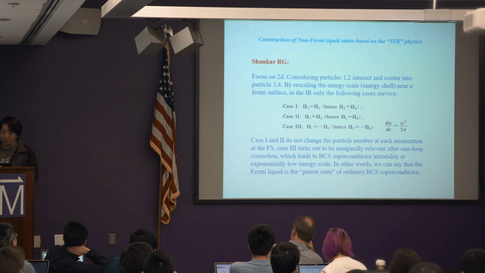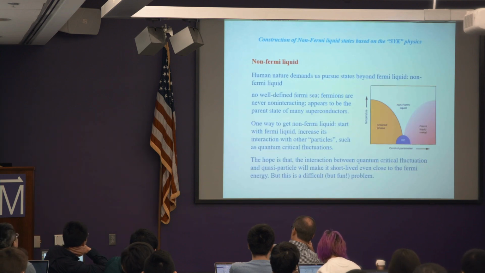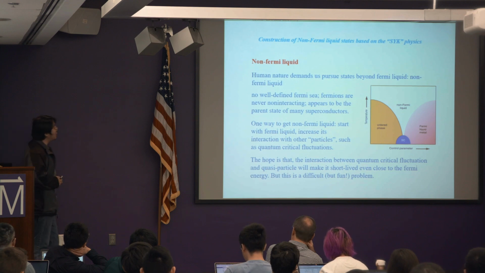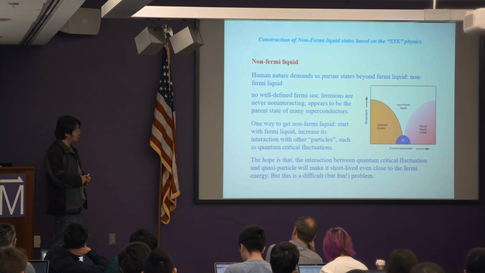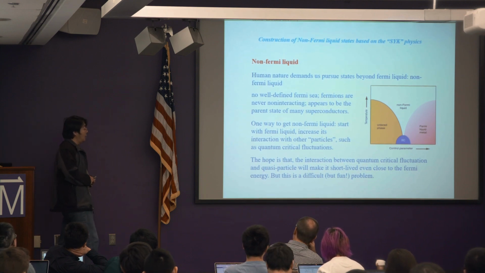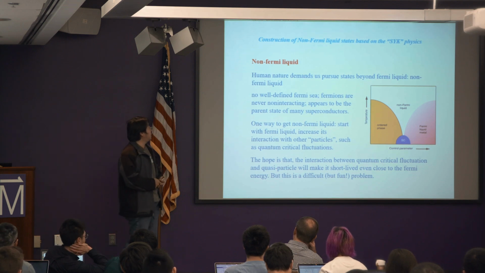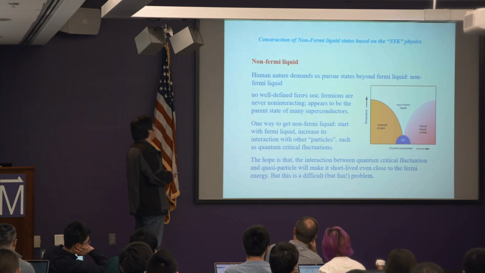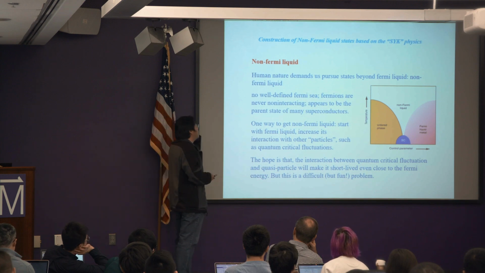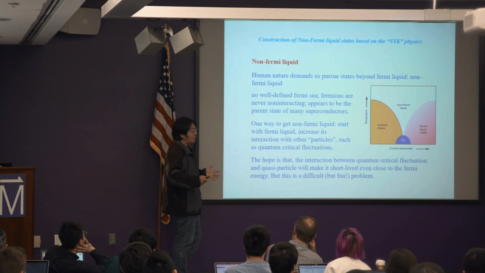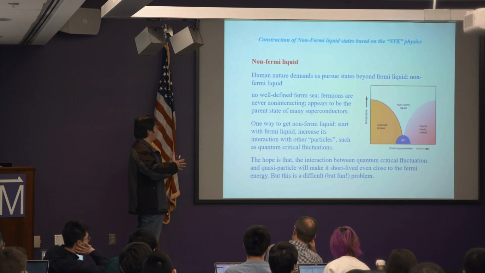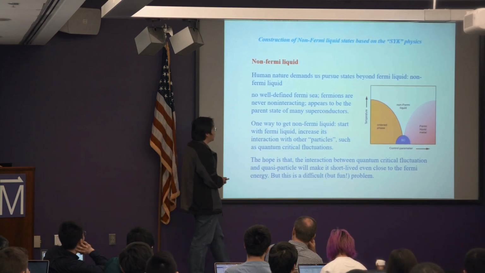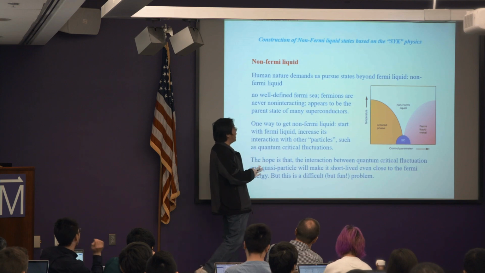So this is some very brief review of the Fermi liquid. Now, non-Fermi liquid. Basically, non-Fermi liquid just means anything which is not a Fermi liquid but still a metal. So it has no well-defined Fermi surface, and the fermions are never non-interacting, even at what we think would be the Fermi surface. And experimentally, the non-Fermi liquid seems to be the parent state of many superconductors.